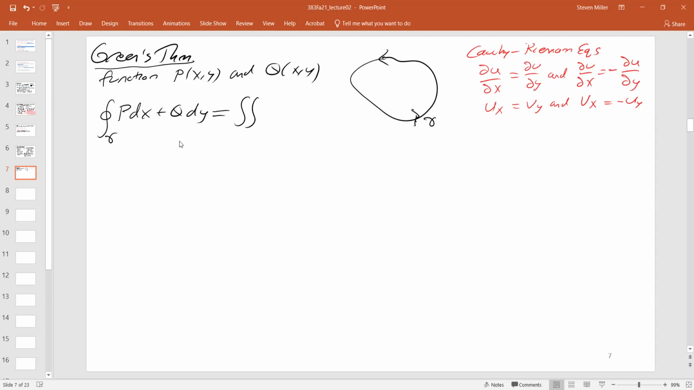It is equal to the double integral, we'll call the region inside A, over A of dq/dx minus dp/dy dy dx. So a line integral is equal to an area integral. Does anybody recognize this quantity here? It has a nice name. It's the curl. So this is the curl of our force. Again, I don't want to go into too much detail. How do you prove Green's theorem?